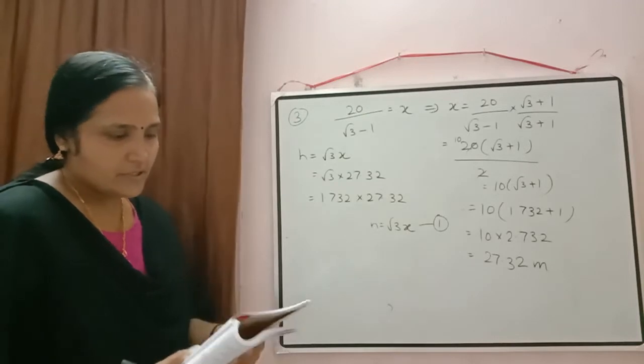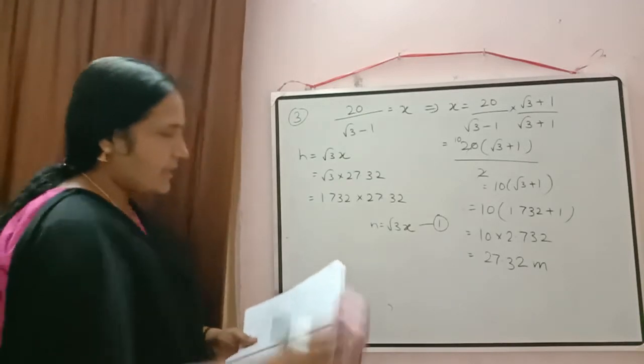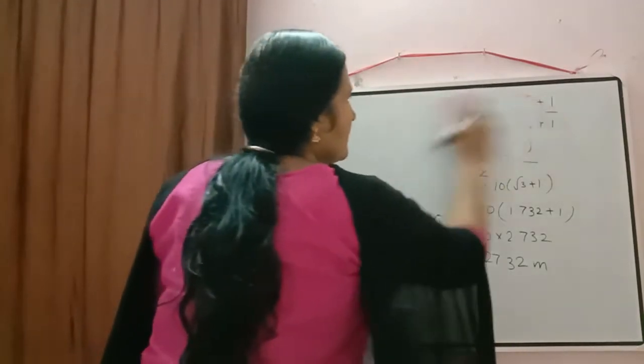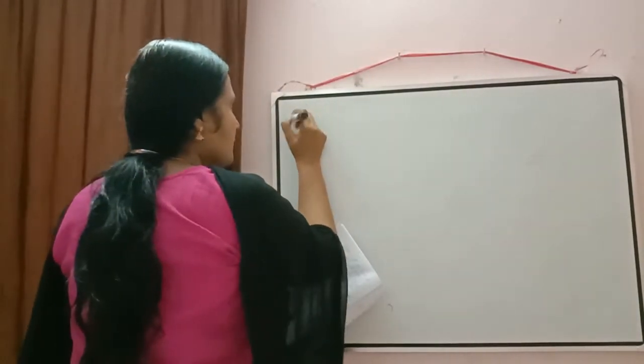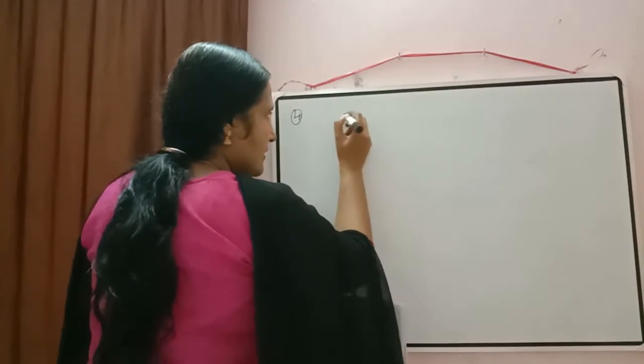So in the next question it is given the shadow of a vertical tower. Okay. So now here we have a tower. So first what we can do, we can draw a tower here. Okay.